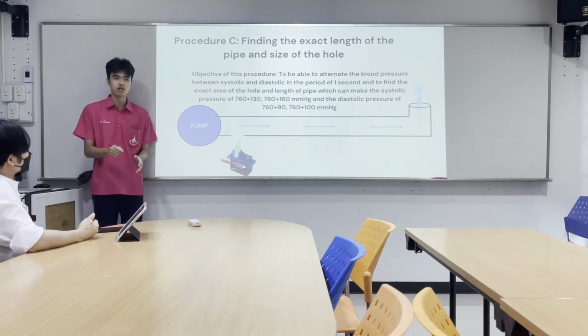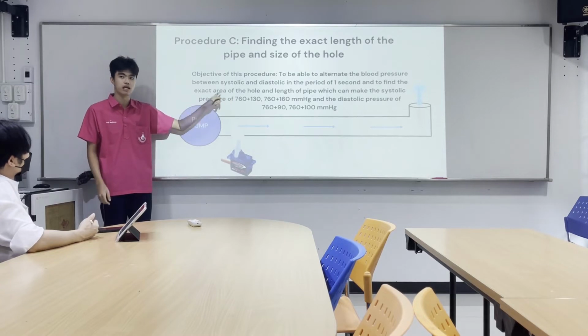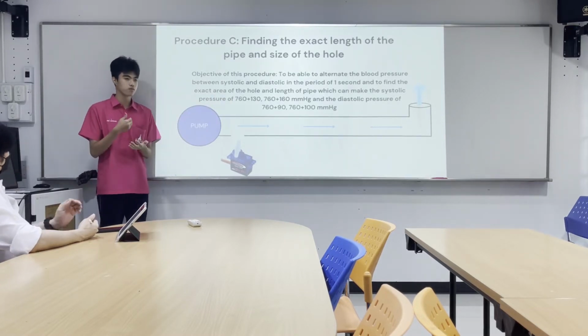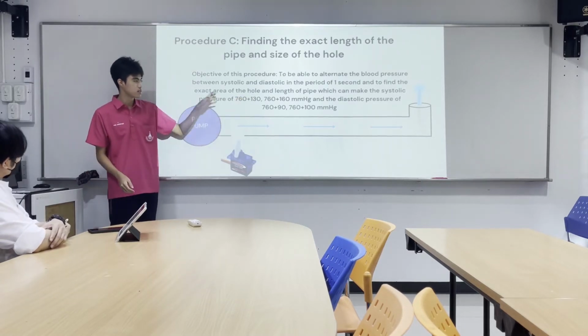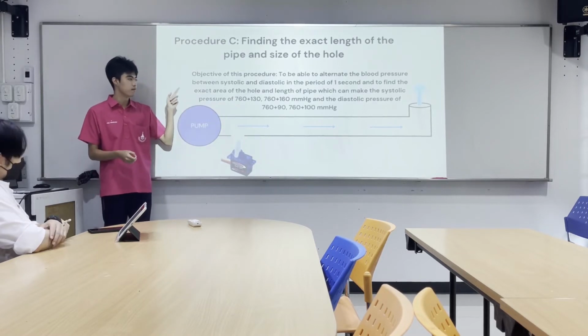So if you want the real pressure, you have to add the air pressure, in order to make the low pressure possible. So now I want to find two values: 130 and 160 for systolic, and 90 and 100 for diastolic, in millimeters of mercury.